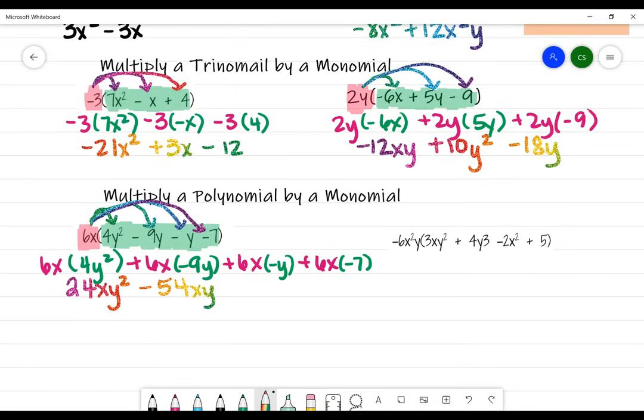Positive 6x times a negative y. Multiply my coefficients, positive 6 times a negative 1. Remember, if it's not a number in front of the variable, that means the coefficient is a 1. That negative makes it a negative 1. So 6 times a negative 1 gives me a negative 6. Different variables, so I just bring them down. Positive 6 times a negative 7, negative 42x.